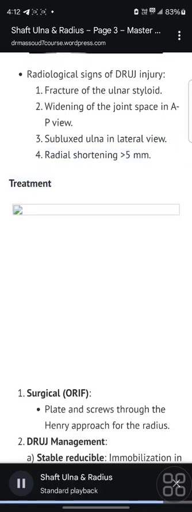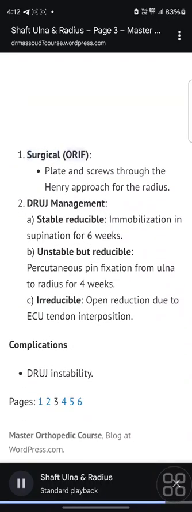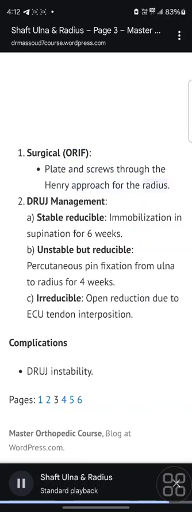Treatment. 1. Surgical, ORIF. Plate and screws through the Henry approach for the radius. 2. DRUJ management. A. Stable, reducible: immobilization in supination for 6 weeks. B. Unstable but reducible: percutaneous pin fixation from ulna to radius for 4 weeks.